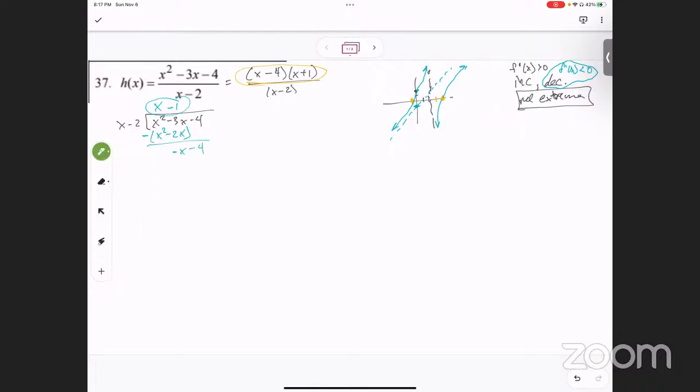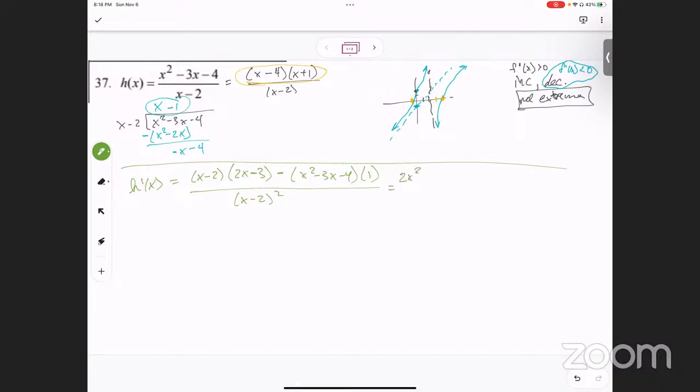With calculus, what you would do is take the derivative of h of x, and the way we take the derivative is low times the derivative of the high, which is 2x minus 3, minus high, x squared minus 3x minus 4, times the derivative of the low, which is just 1, all over low squared. You follow that? Yes. Okay, so let's simplify that.